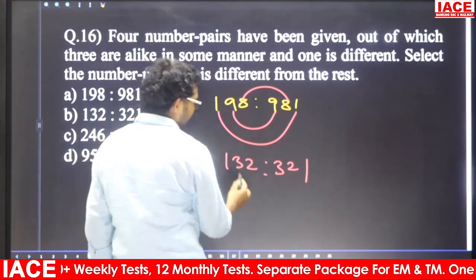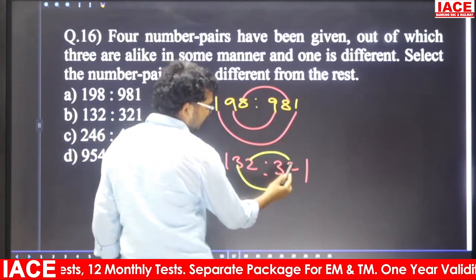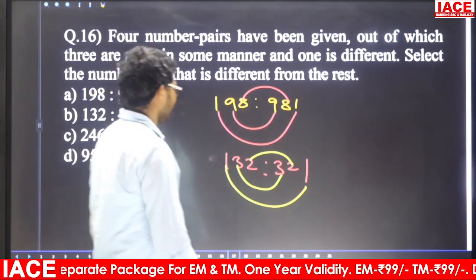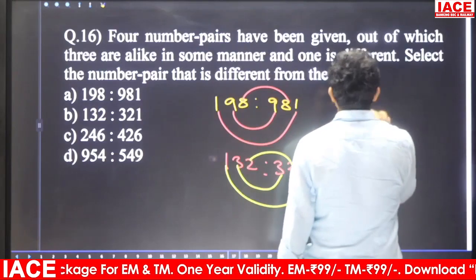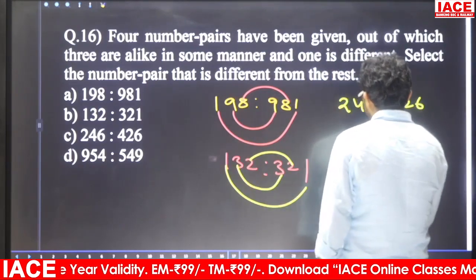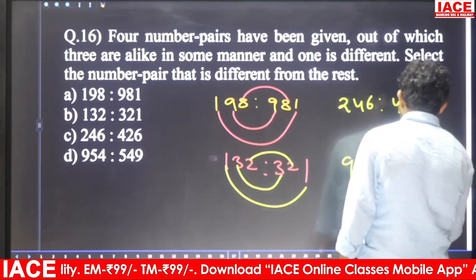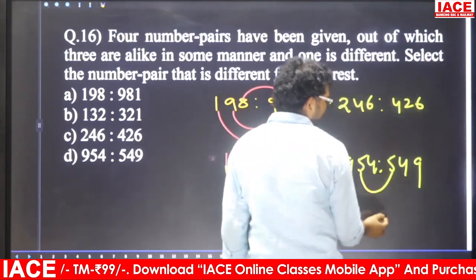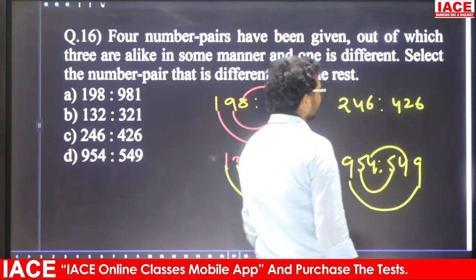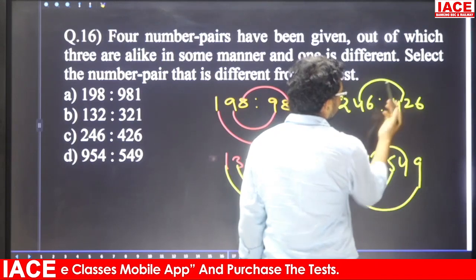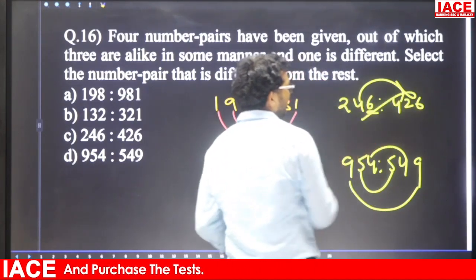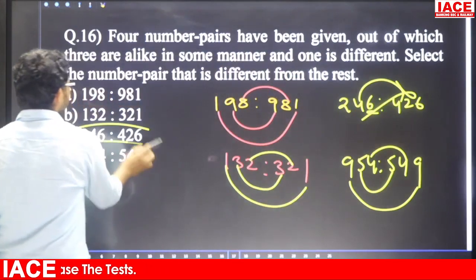First one is middle digit. Next second one is last digit. Next one is first digit. Go for the next one here: 246 is related to 426. Last one is what? 954 is related to 549. First middle digit, next last digit, next one is first digit. Yes, this is also following the same pattern. But here, they gave first digit. So this is the wrong number. So answer is Option C, the different one.